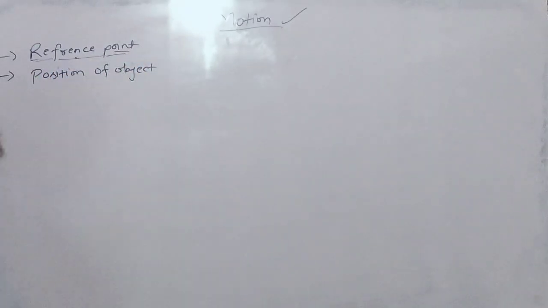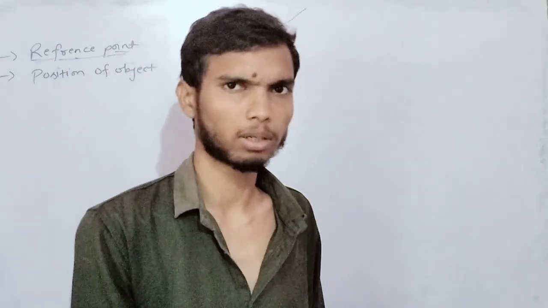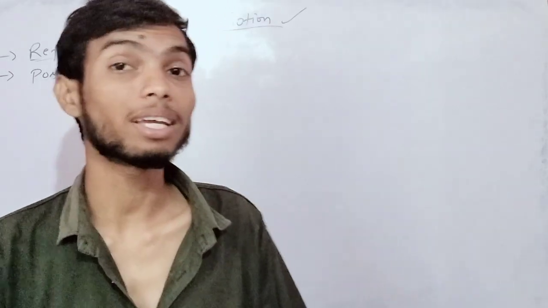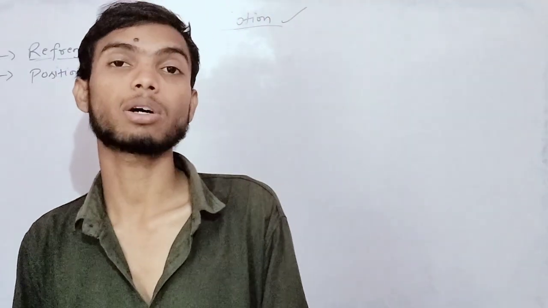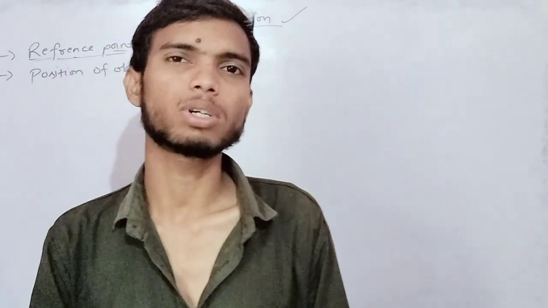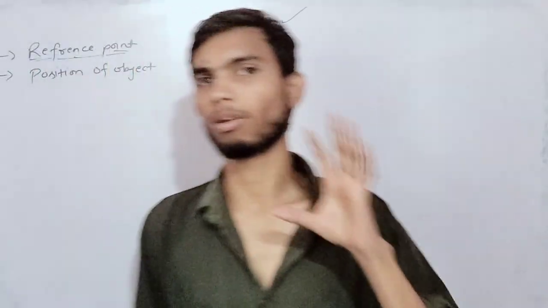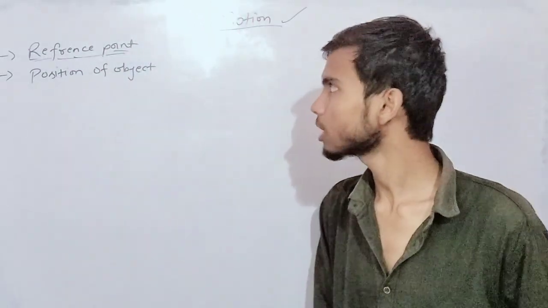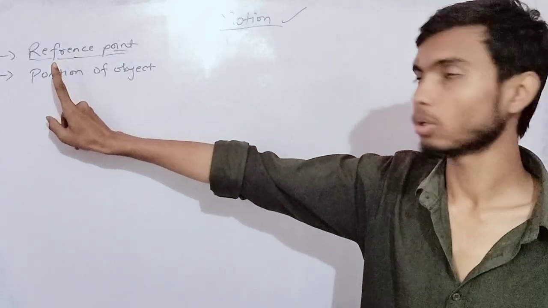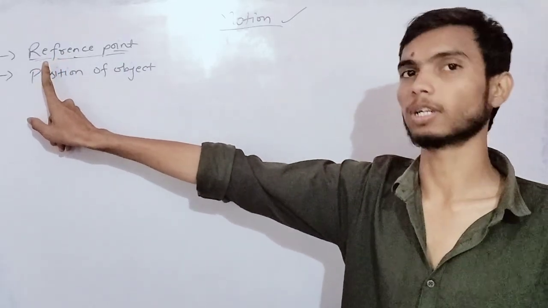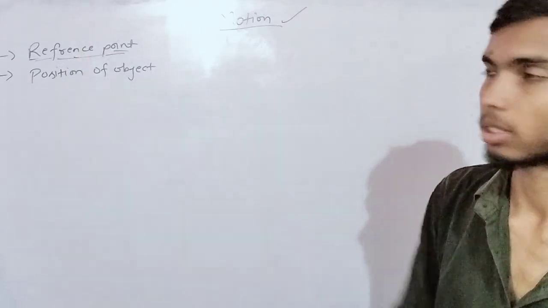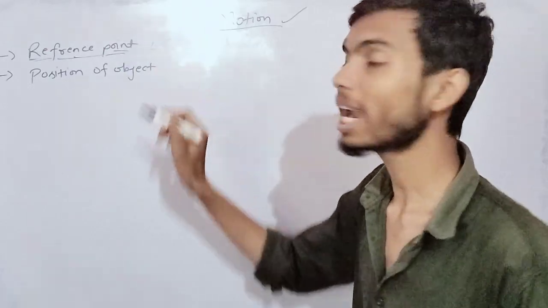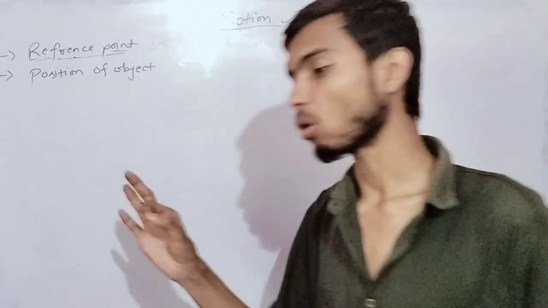Now, reference point. It is also an object. We will consider an object as a reference. Why? Why will we consider any object as a reference? Because of need. According to need, we will consider any object as a reference point. One point is clear: the reference will be an object. We will use an object as a reference so that we can find the position of another object.